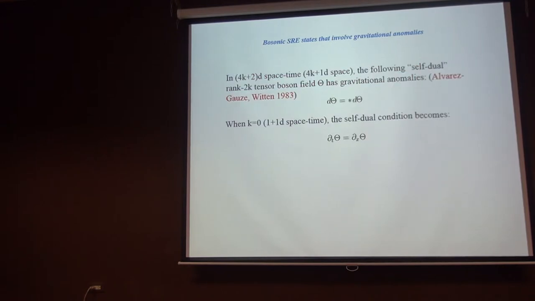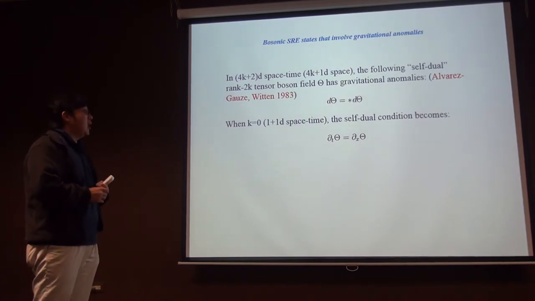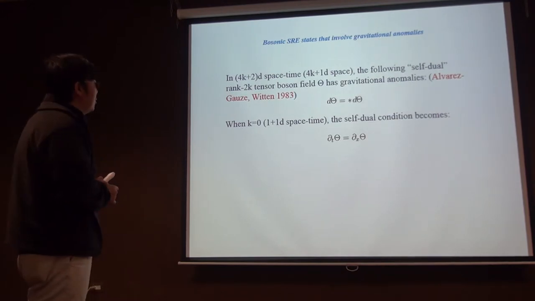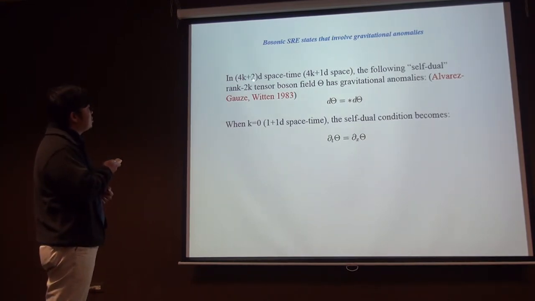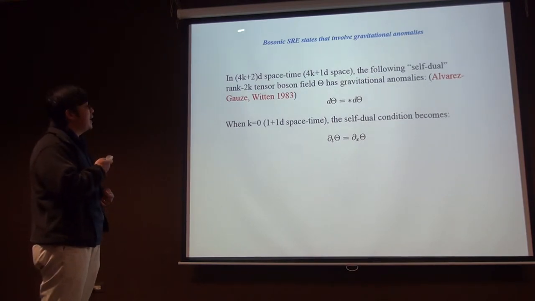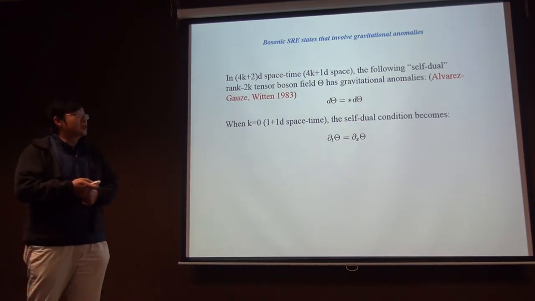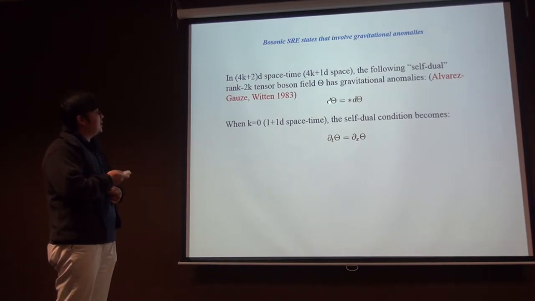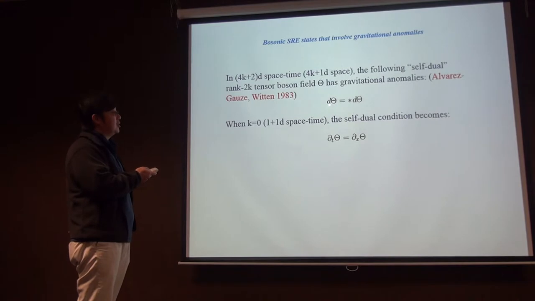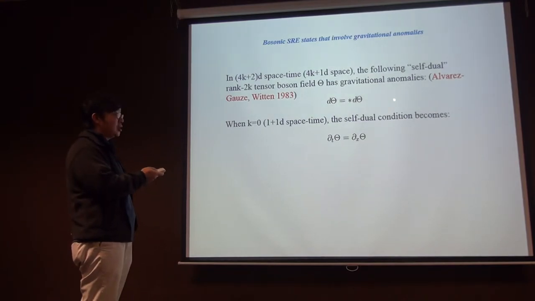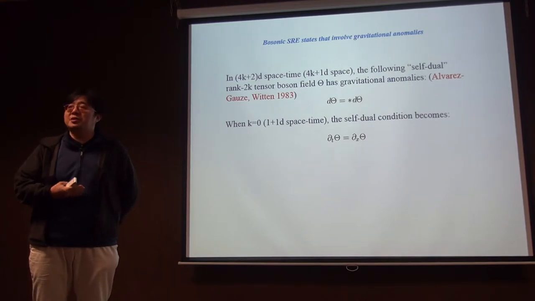It turns out that Witten already answered a part of the question for us. Witten calculated the gravitational anomaly not just for Dirac fermions. He also calculated the gravitational anomaly for some boson systems. Witten demonstrated that in all 4k+2 dimensional space-time, which is 4k+1 dimensional space, the self-dual rank 2k tensor boson field theta will have a gravitational anomaly. So in 4k+2 dimensional space-time, we define a theta, which is a 2k-form antisymmetric tensor field. Suppose theta satisfies the condition dθ = ⋆dθ, which we call the self-dual condition. Then this theta field will have a gravitational anomaly. This is something Witten calculated.